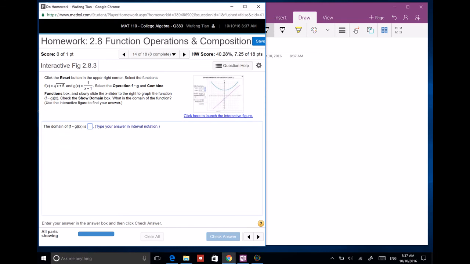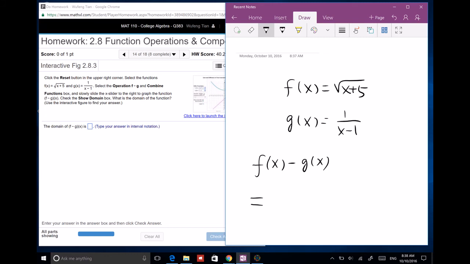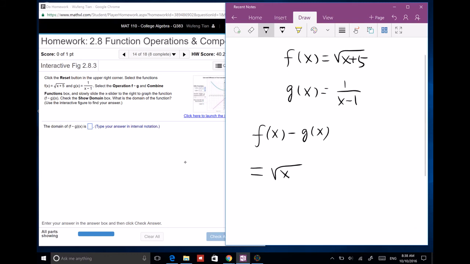Okay, there is another function here, graph. Click reset button. Select the functions of f of x equals square root of x plus 5, and g of x equals 1 over x minus 1. Select operation of f minus g and combine function box. Slowly slide the x slider right, graph of the function. Check the shown box. What's the domain of the function? So basically, what you do is f minus g of x equals square root of x plus 5 minus 1 over x minus 1.